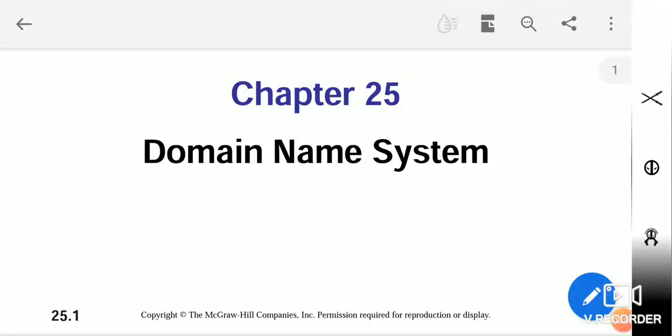Hello friends, in this video we are going to discuss a very important application layer infrastructure called the domain name system. Generally we call SMTP, FTP, IMAP, MIME and POP3 application layer protocols, but DNS is an application layer infrastructure. So what is the purpose of the domain name system? Why do we need it?